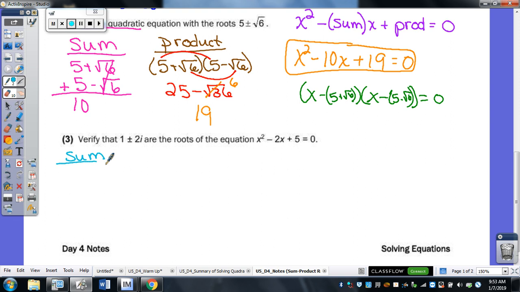So let's figure out the sum first. Let's add the two roots together. So 1 plus 2i plus 1 minus 2i. 1 plus 1 gives us 2. And then your i's cancel because 2i minus 2i would just be 0. So our sum is 2.